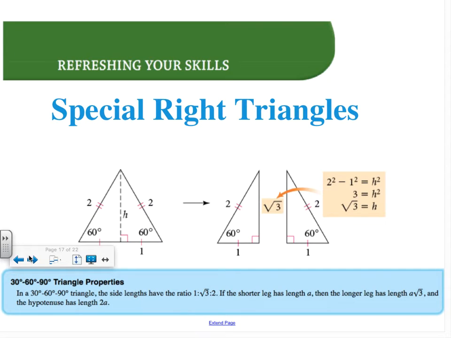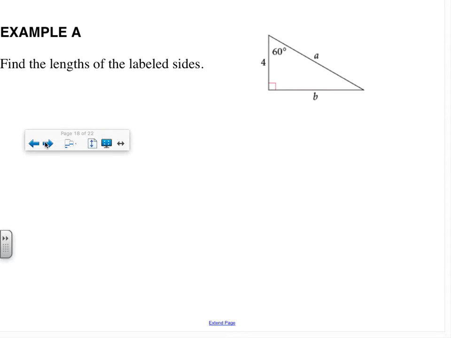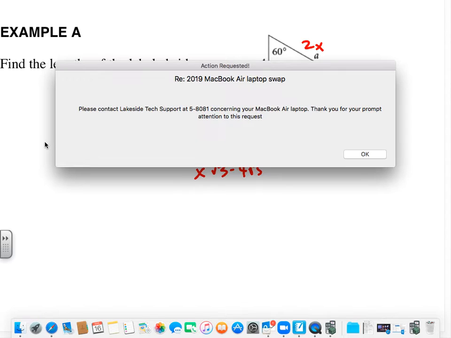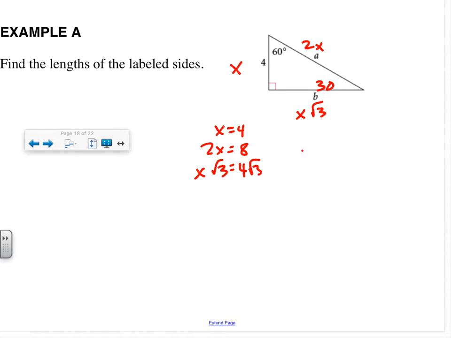Here are some more skills to refresh your memory on 30-60-90s. Hopefully you remember what they look like. 30-60-90s, you do not need your calculator. The sides go x, 2 times x, x times the square root of 3. So in this problem, this is nice and easy. x is 4. That means 2x is 8. That means x times the square root of 3 is 4 times the square root of 3. So in this case, 2x is equal to your a, and b is your x root 3.